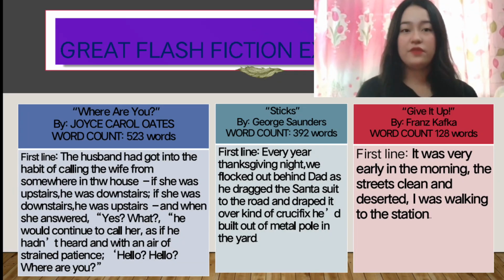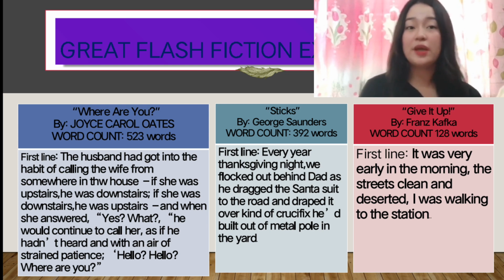Great flash fiction examples. The first example is entitled Where Are You by Joyce Carol Oates. Word count: 523 words. Published on July 8, 2018. It is a story about a married couple. First line.